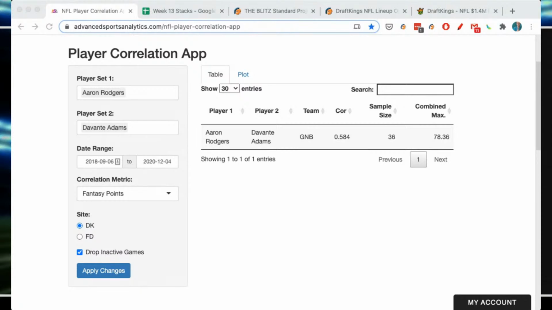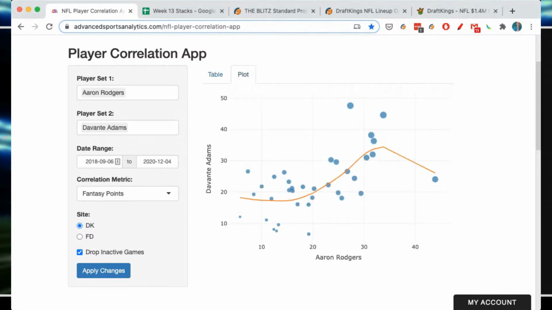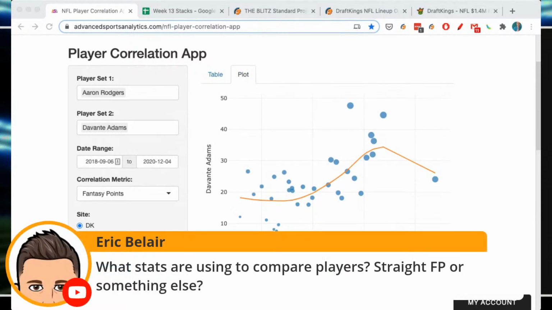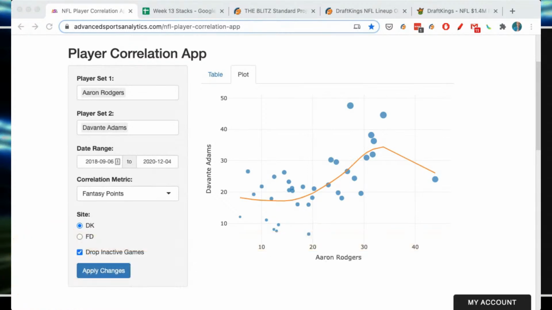I did just tab over to the player correlation app, and I tossed in Aaron Rodgers and Davante Adams, two guys who I think intuitively have a pretty high correlation. You mentioned getting up into that 0.6 range, pretty high here at 0.584, and then we can jump over to the scatter plot as well. We have Eric Belair in the chat asking, what stats are you using to compare players? We have it here on fantasy points. Do you find that to just be the best overall tool for looking at these correlations?